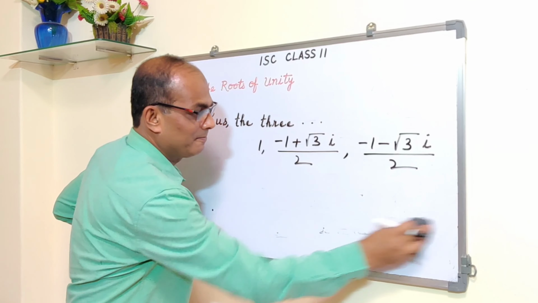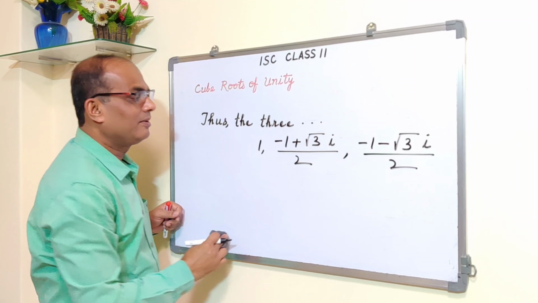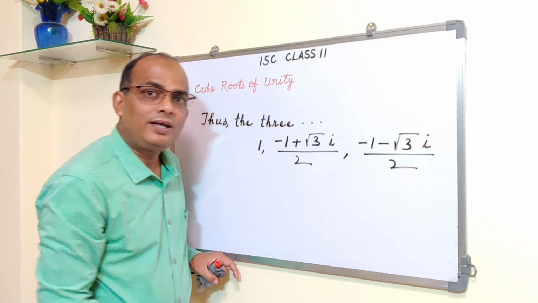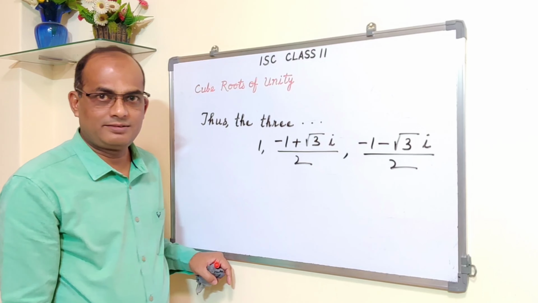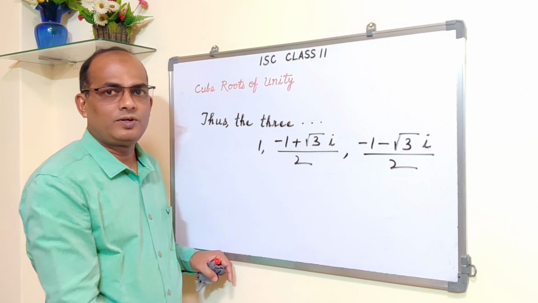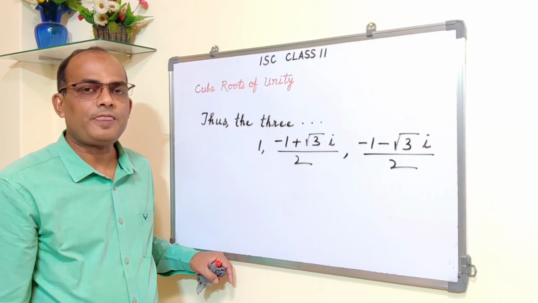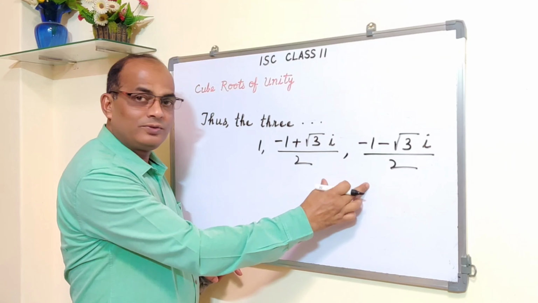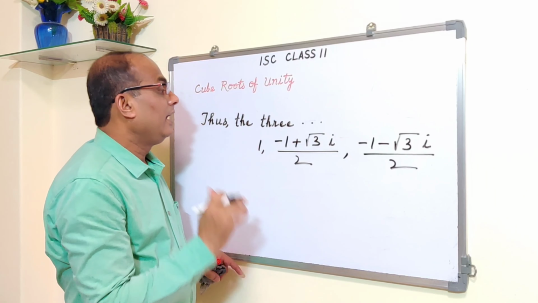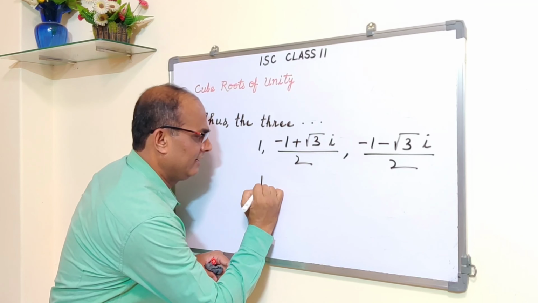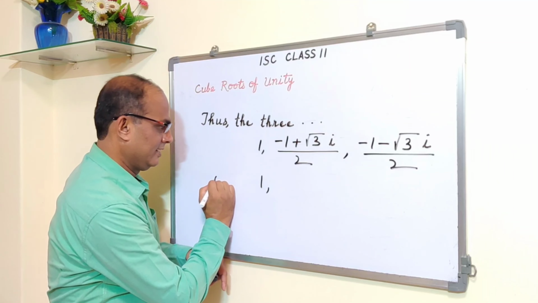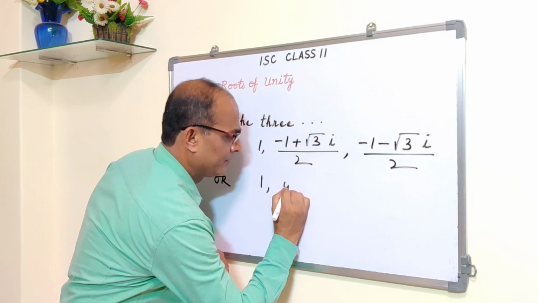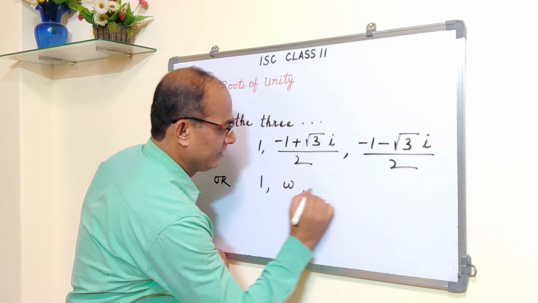Now one interesting fact is that out of these three cube roots of unity, one is real and the other two are complex numbers. When you have i, that is a complex number. So one of the three cube roots of unity is real, the other two are complex. Now 1 as it is, and if you write this as omega, then this is omega square.